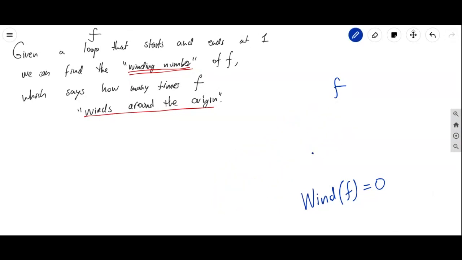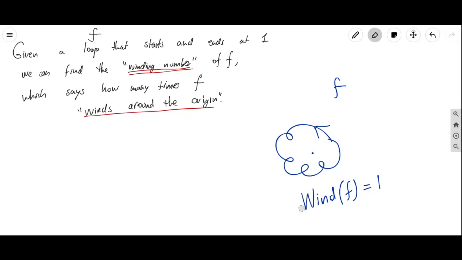Now, if instead the path does this, then it's going to depend on the orientation. So if we go counterclockwise, this is what we call the positive orientation. So if it goes like this, then the winding number is going to be 1. It revolves one time around the origin. Now, it's true that you have these loops over here, but these loops do not go around the origin. So that's what you have to be careful about.